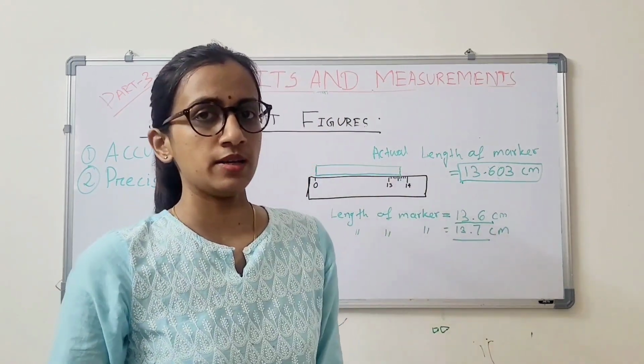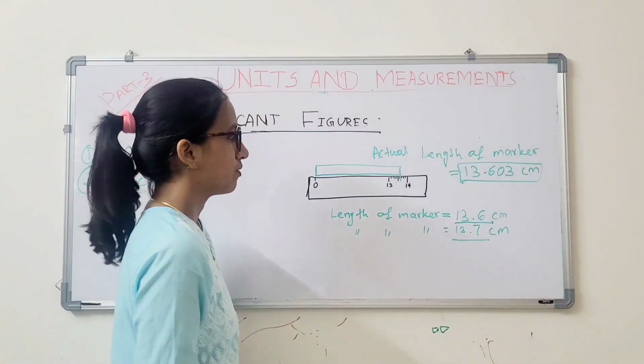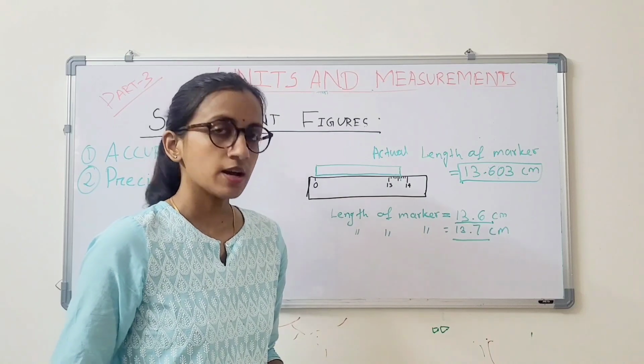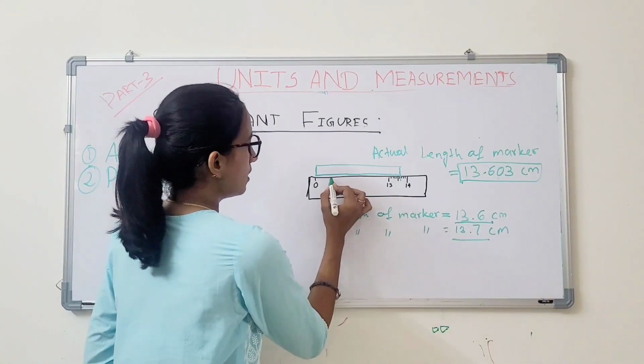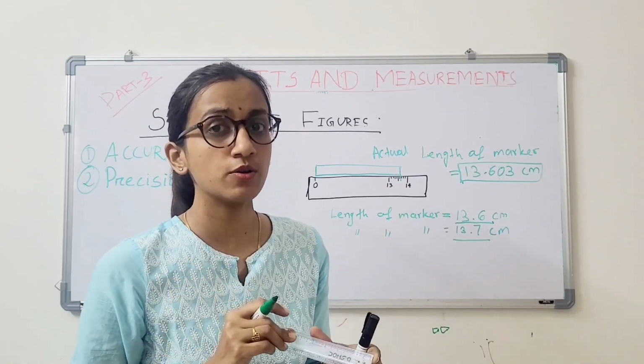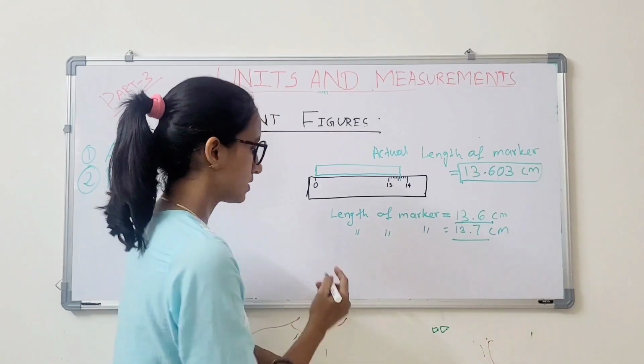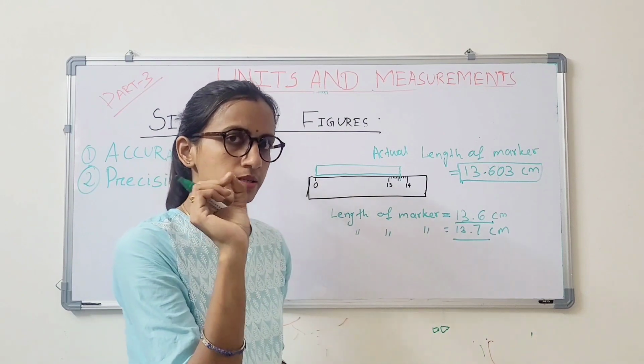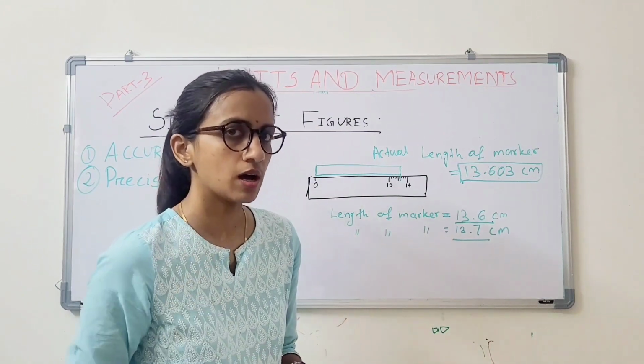Another friend of mine, Sushmita, came with a different scale. Her scale has, in my scale, what is the least count of my scale? What do you mean by least count? Least count is nothing but the minimum measurement you can take with your scale.